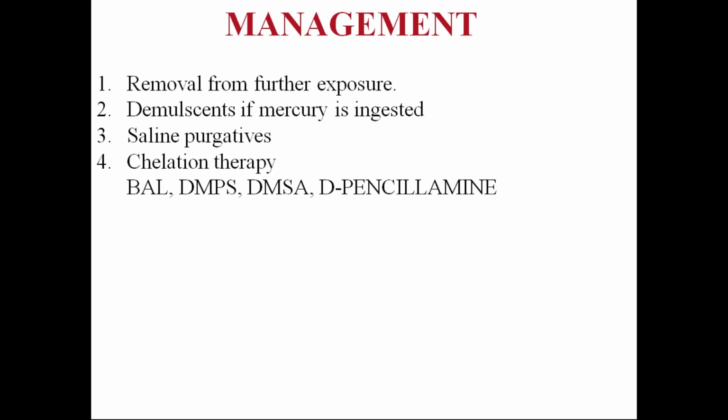What is the management? Management as a routine involves preventing further exposure. We can use demulcents, and then saline purgatives, and then chelation therapy, which is very essential and very useful, a specific antidote for metallic poisons, where we use BAL, DMPS, DMSA, and D-penicillamine. BAL, DMPS, DMSA, and D-penicillamine are the chelating agents that we use in the treatment of mercury poisoning.